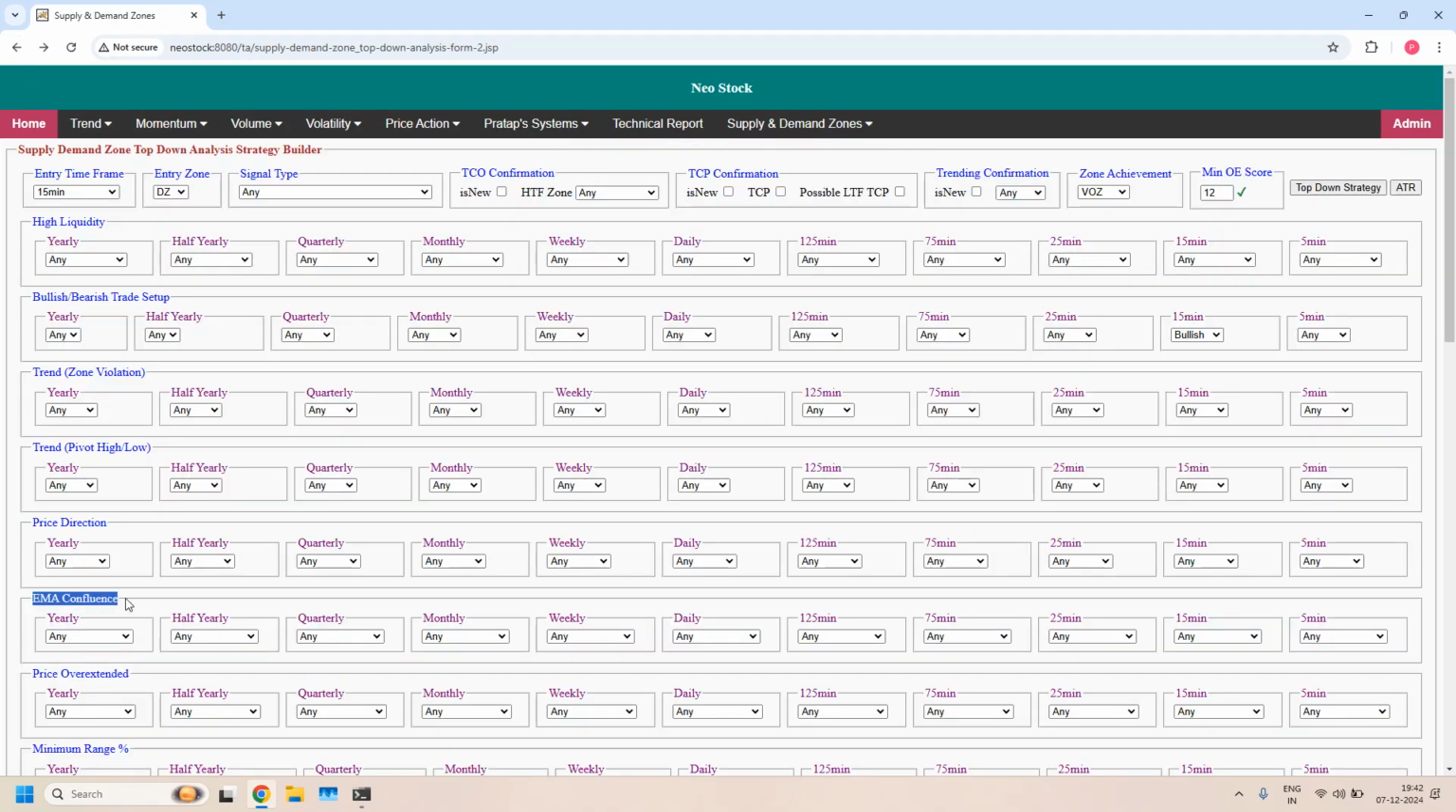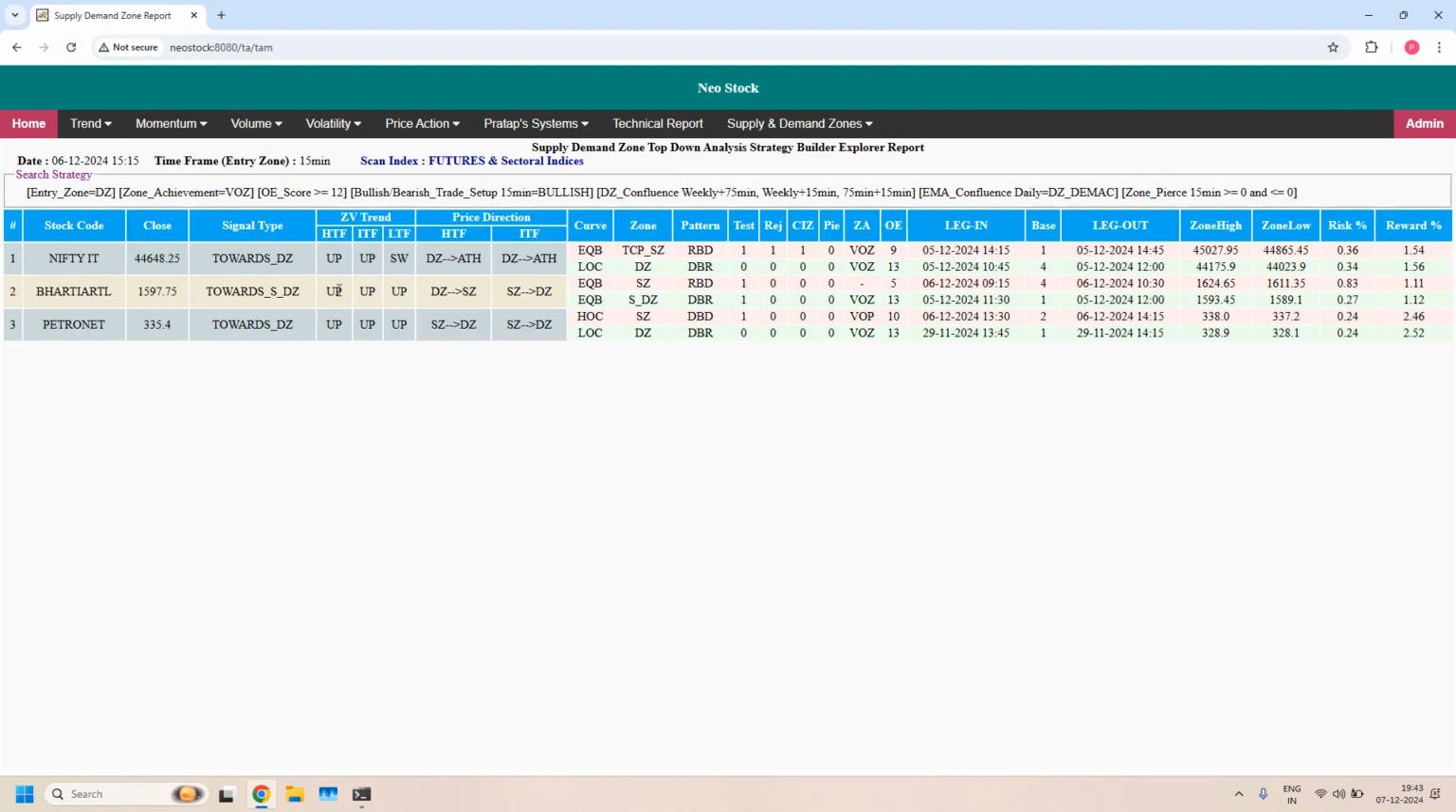So in the EMA confluence at a daily time frame, why daily? Because 15 minutes entry zone is part of the 75 minute zone, both together again part of the daily zone. That's why the daily demand zone having daily EMA confluence we are verifying. With this filter, we got 3 stocks. In all the 3, the HTF trend is uptrend. Excellent.